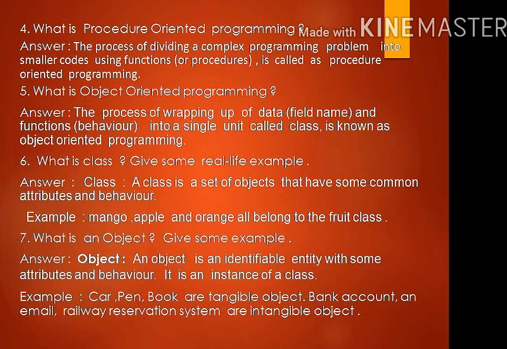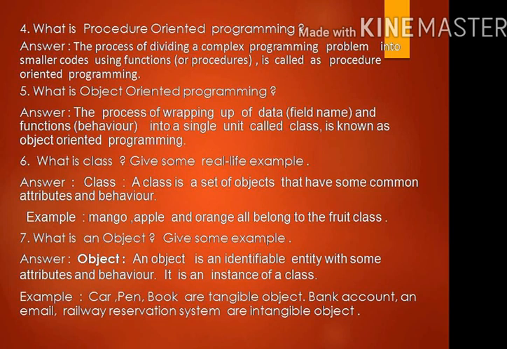Question number 6. What is class? Give some real-life example. Answer. A class is a set of objects that have some common attributes and behavior. Example, mango, apple, and orange all belong to the fruit class. Question number 7. What is an object? Give some example.